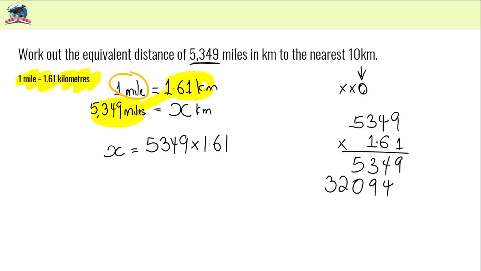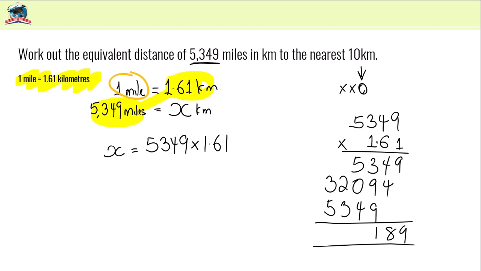So we now have 1 times 9. That's going to give us a 9. 1 times 4 is 4. And 1 times 3 is 3. 1 times 5 is 5. Let's add everything up. We have a 9 there. 4 plus 4. That's an 8 there. 9 plus 9. That's 18. 18 plus 3. That's a 21.